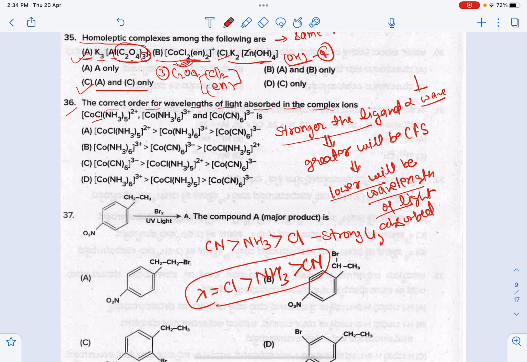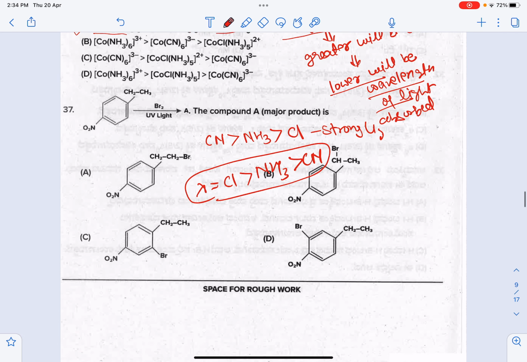This order will be followed in these complexes also. So this Cl containing complex absorbs the longest wavelength. It will be first, then the ammonia ligand will be second, and the CN has the strongest ligand, so it will absorb a very small wavelength. So the correct order will be option A, this one. Okay, this is an important question.